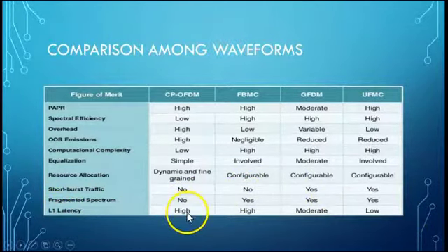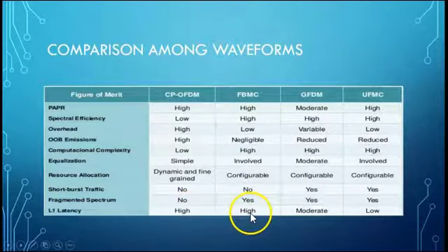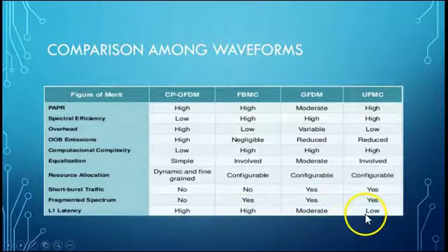Layer 1 latency is also high in CP based OFDM and FBMC case. It is moderate in case of GFDM, and in UFMC case it is very low. If we see all these comparisons, this one and this slide, we see that there is no clear winner. In some cases, for example, spectral efficiency is low in CP OFDM and FBMC, all other cases high, but the complexity is high in all other cases, but CP OFDM has a low complexity. So there's no clear winner in all these waveforms.